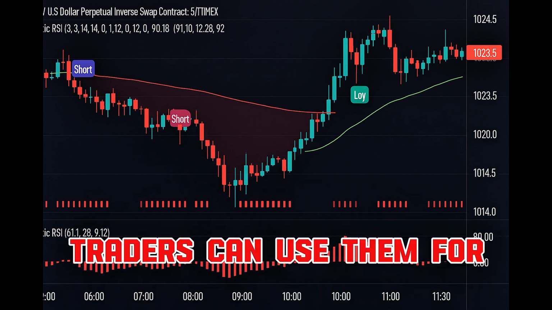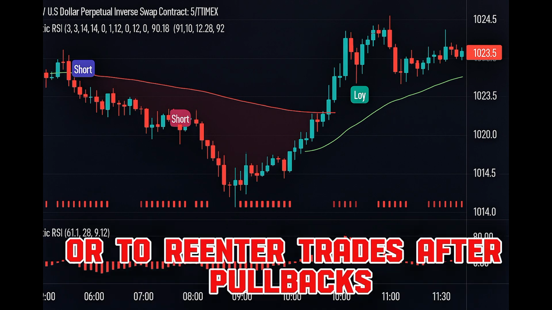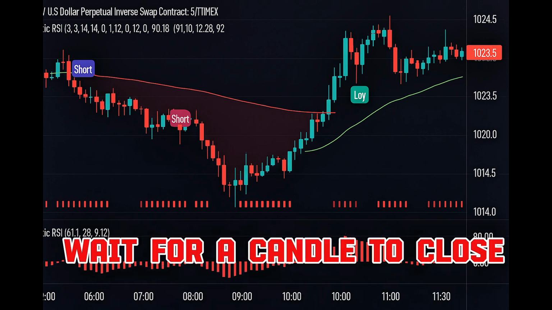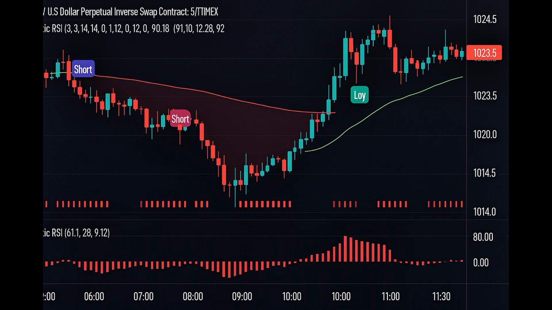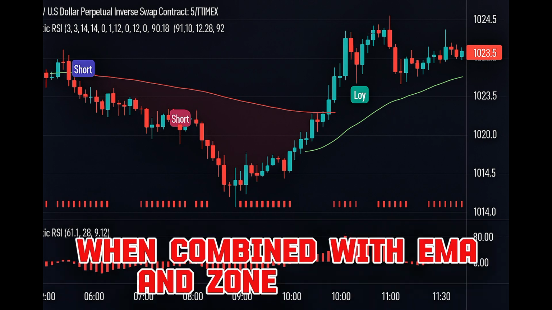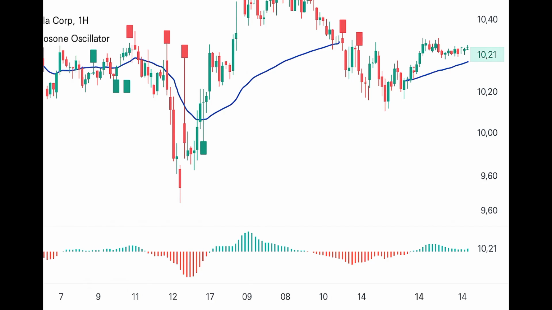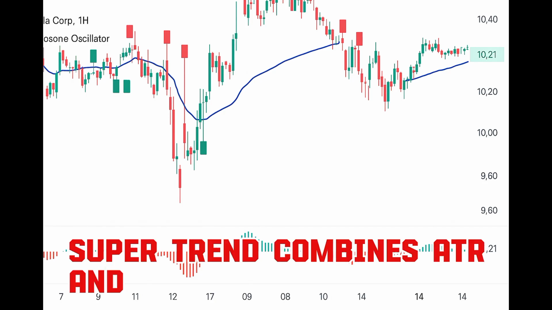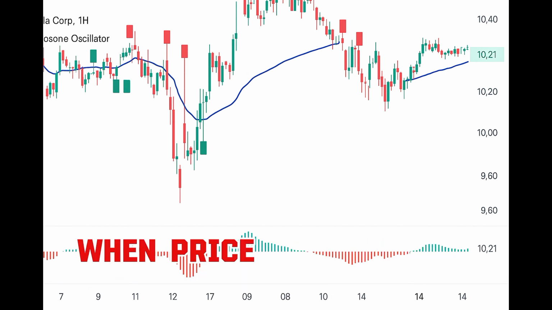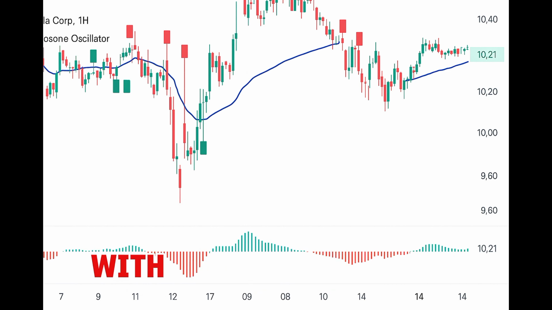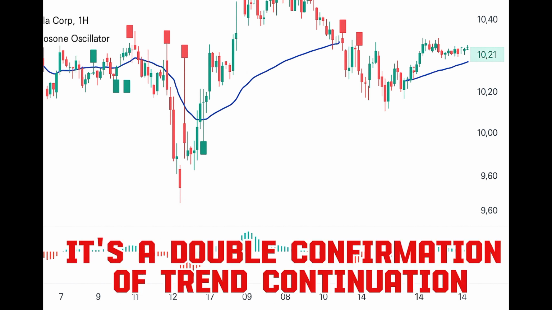Traders can use them for early entry signals or to re-enter trades after pullbacks. Wait for a candle to close fully inside or break out of the box to confirm direction. When combined with EMA and zone analysis, signal boxes offer laser-sharp precision. Supertrend combines ATR and trend-following logic to give you a dynamic guide. When price closes above supertrend with increasing volume, it's a double confirmation of trend continuation.